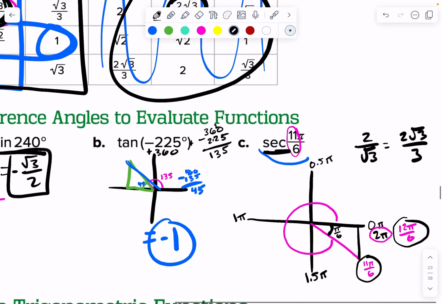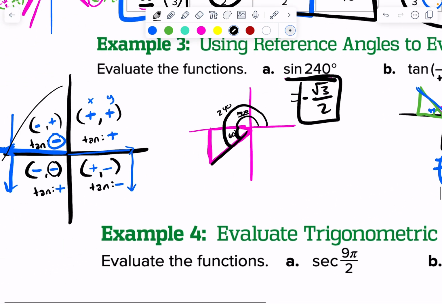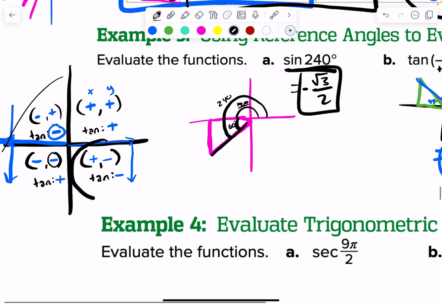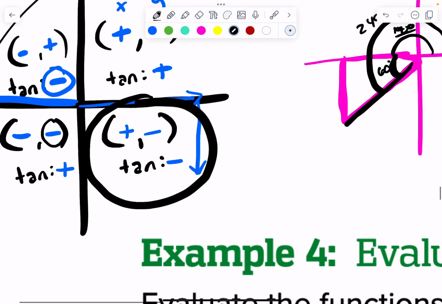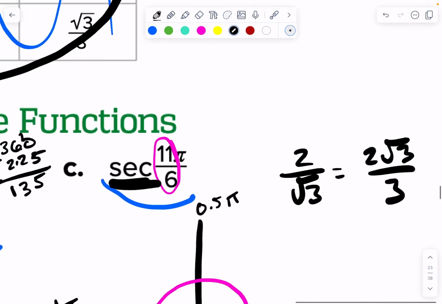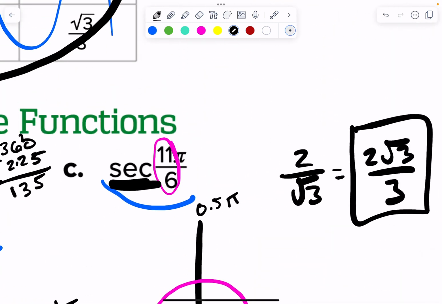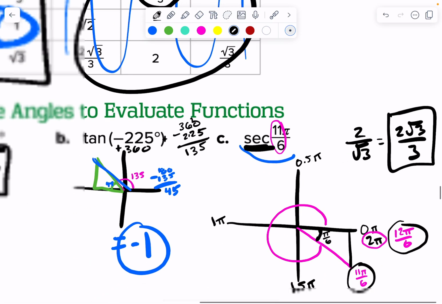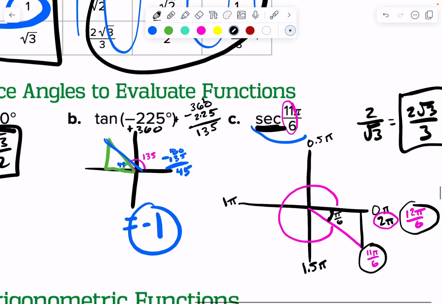And then secant is based on cosine, and cosine in the fourth quadrant is the x-coordinate, and the x-coordinate is positive. So this will be a positive 2 square roots of 3 over 3. That's what that value will be for C.